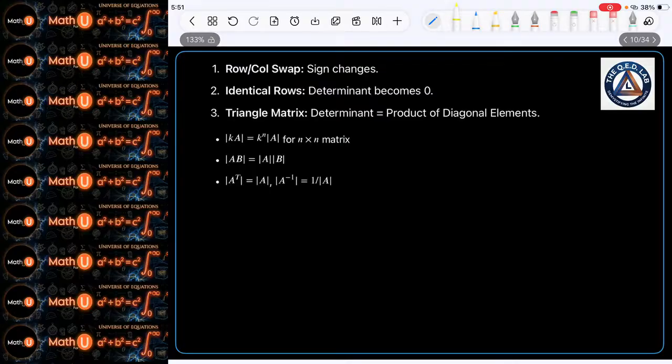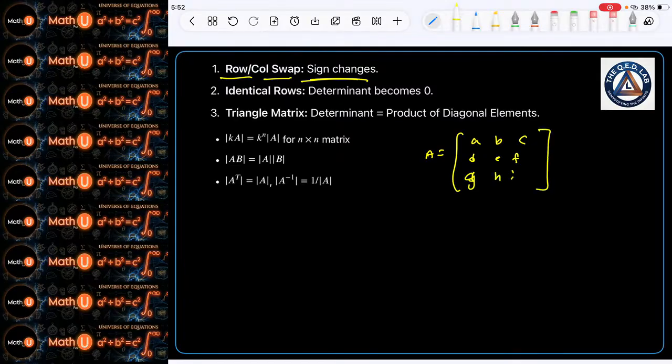Then we will discuss some important properties related to determinants. If you interchange rows or columns, that means if you swap the rows or columns, sign changes. For example, if you consider a matrix like this, A B C D E F G H I, this is called row 1, row 2, row 3, you know. If I interchange in determinants, I am telling, not in matrices, this property you should apply in determinants.